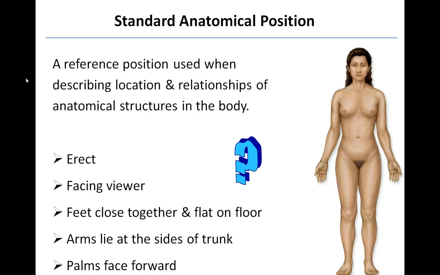And when we make those sorts of comments, we need to make sure that the human body is positioned in a very specific way, so those statements are in fact true. Now, when we are talking about anatomy, we have the standard anatomical position. This is where we describe the human body as being erect, facing the viewer, feet close together and flat on the floor, arms by the side of the trunk, and the palms facing forward. So if we were describing, for example, the position of the urinary bladder inside here, and if we said it was below the heart, we would be making the assumption that the body was presented in the standard anatomical position.